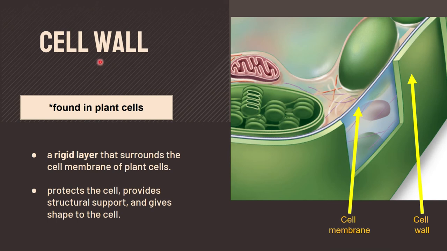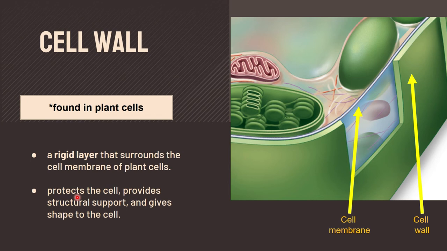Next, we have the cell wall. So this is one of the distinctions of plant cells from animal cells. So cell walls are only found in plant cells. So the cell wall surrounds, as you can see here, the cell membrane. So after the cell membrane, there is a surrounding cell wall. So a cell wall is a rigid layer. When we say rigid, it means stiff or hard. So it surrounds the cell membrane of plant cells. So the function of the cell wall is to protect the cell, since it is a hard, rigid layer.